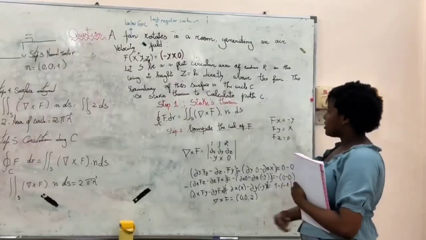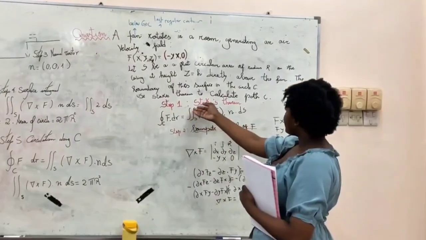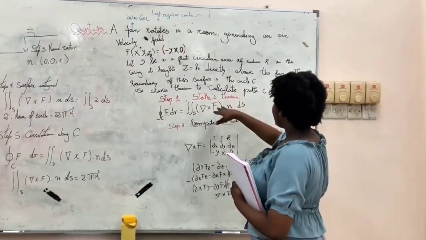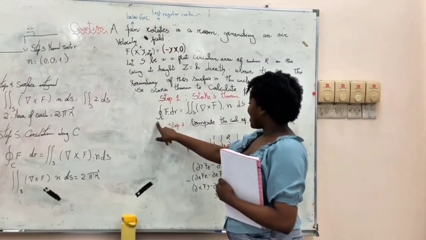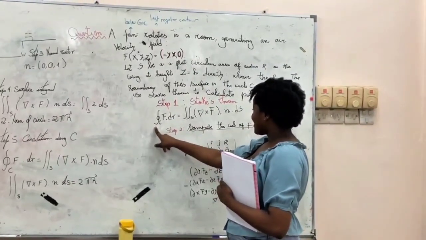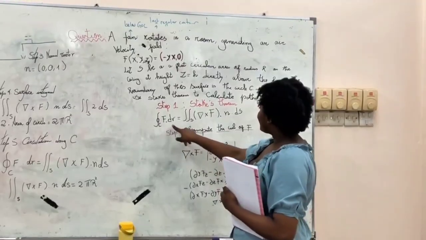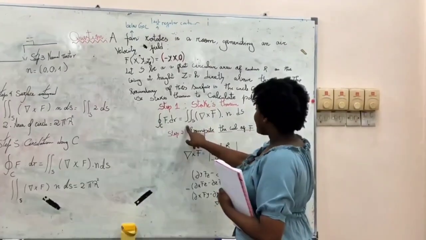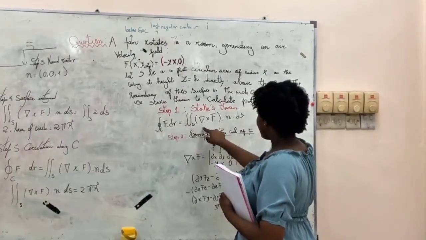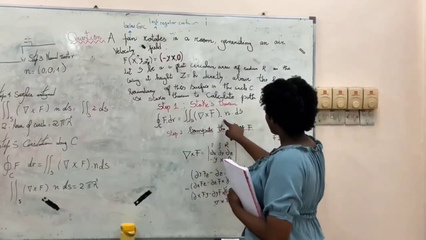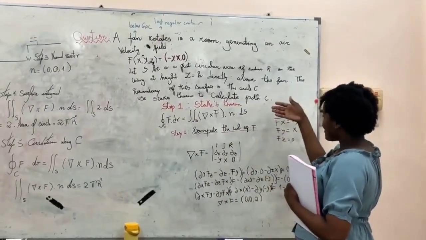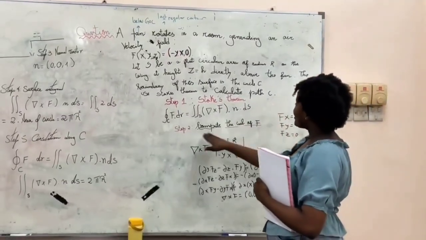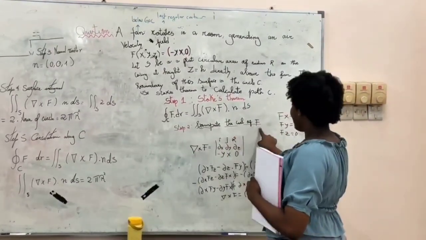First step, we just write down Stokes theorem. We know that the line integral of F along C is equal to the surface integral of the curl of F dot n dS. Okay, here we have Stokes theorem. The second step is to compute the curl of F.